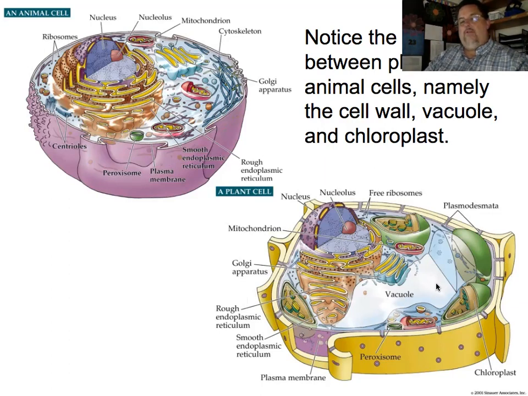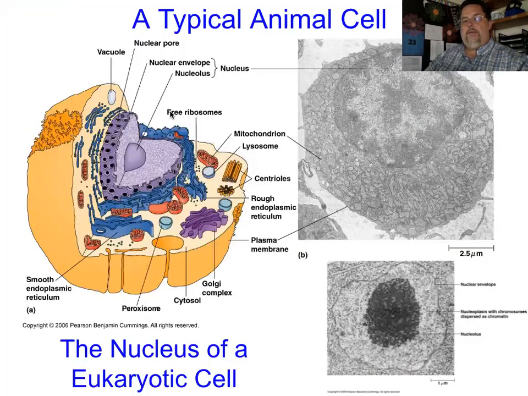And again, the vacuoles are usually a big storage area, depending on what it's used for, that are found in plant cells. We don't really see those big vacuoles in animal cells. So again, animal cells are more like this. This is kind of the classic animal cell, generalized circular shape.